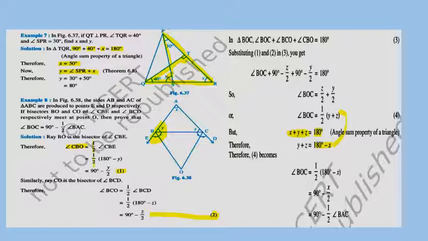Now let us consider the triangle BOC. Now as we are all aware, the sum of all three angles equals 180 degree. So we will write this as angle BOC plus angle BCO plus angle CBO equals 180 degree. Substitute the values of equation 1 and 2 in the place of angle BCO and angle CBO. You will get angle BOC equals z upon 2 plus y upon 2. If you take out the common 1 by 2, it becomes angle BOC equals half of y plus z.